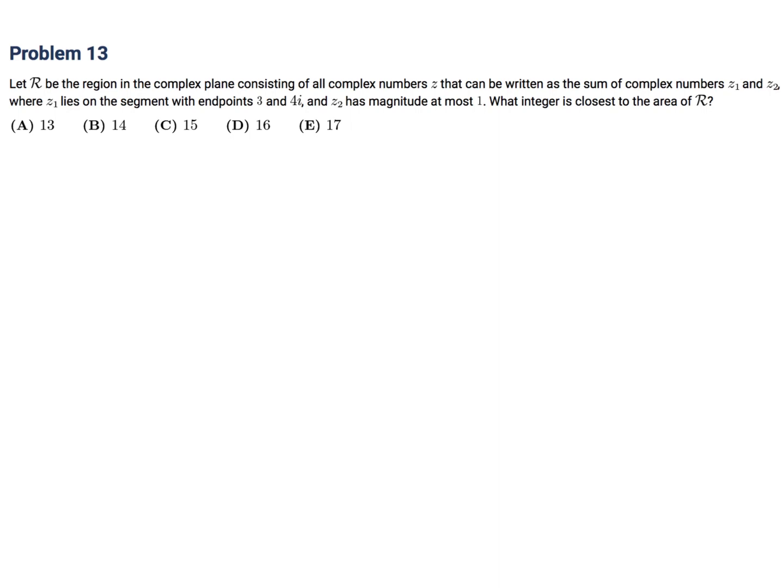Let R be the region in the complex plane consisting of all complex numbers Z that can be written as the sum of complex numbers Z1 and Z2, where Z1 lies on the segment with endpoints 3 and 4i, and Z2 has the magnitude at most 1. What integer is closest to the area of R?